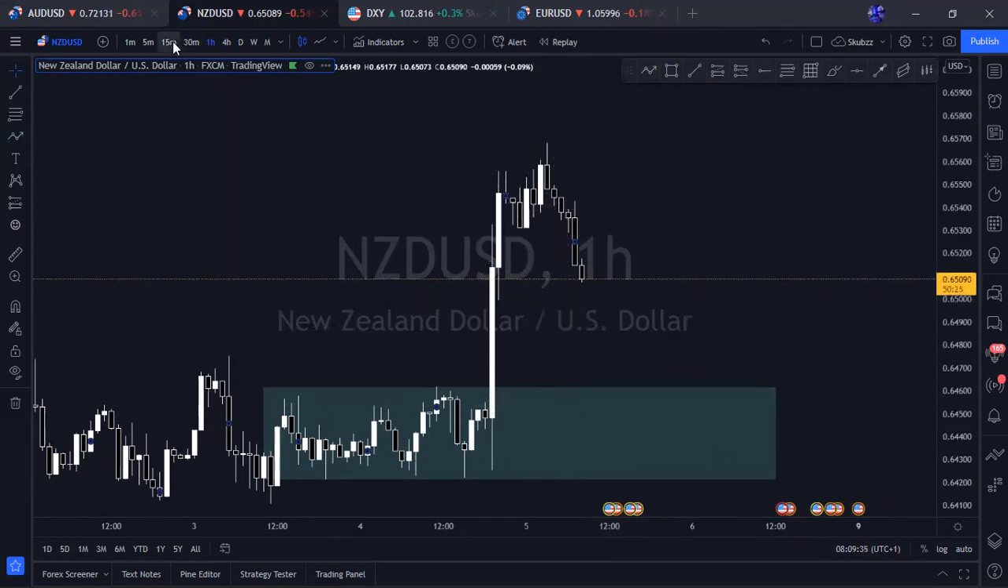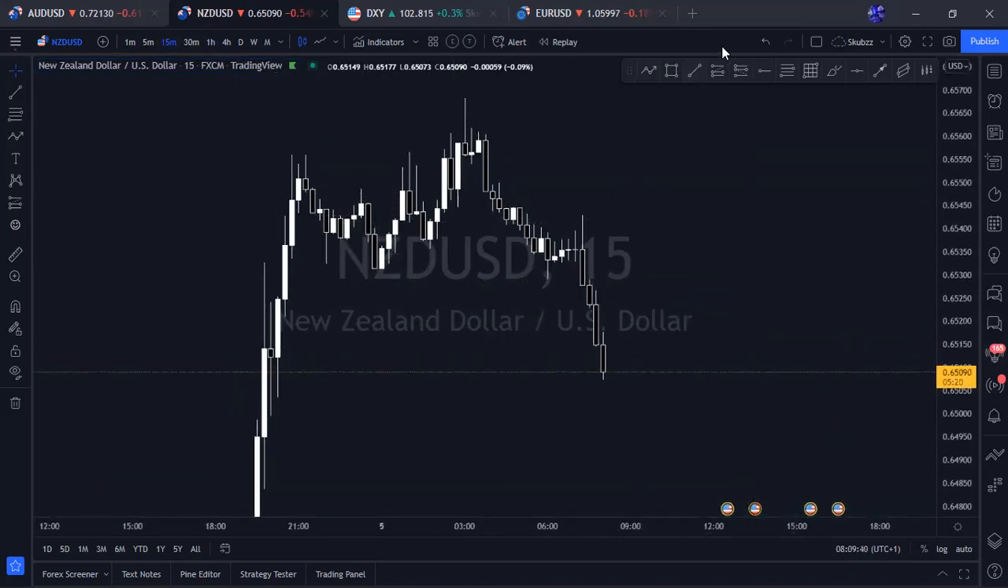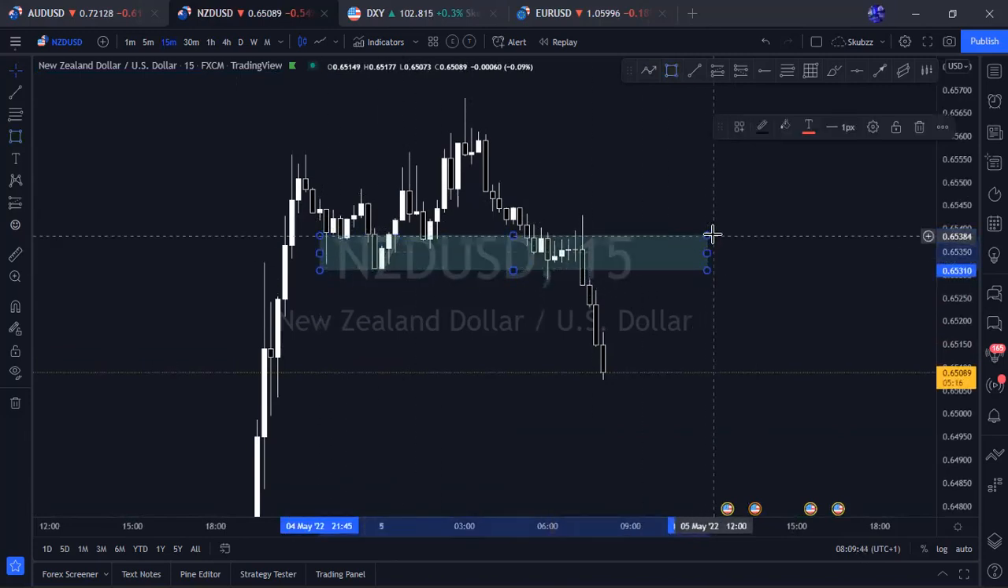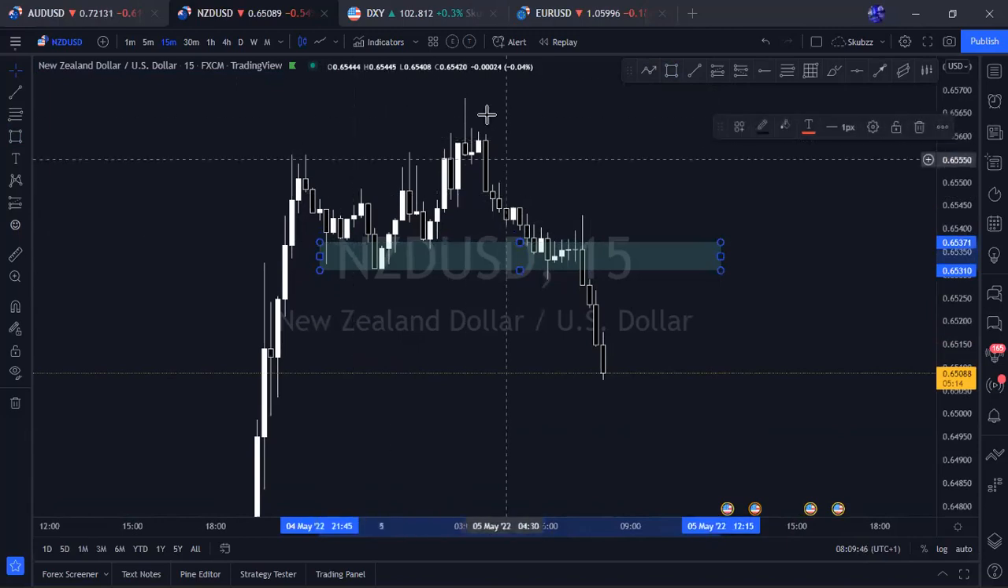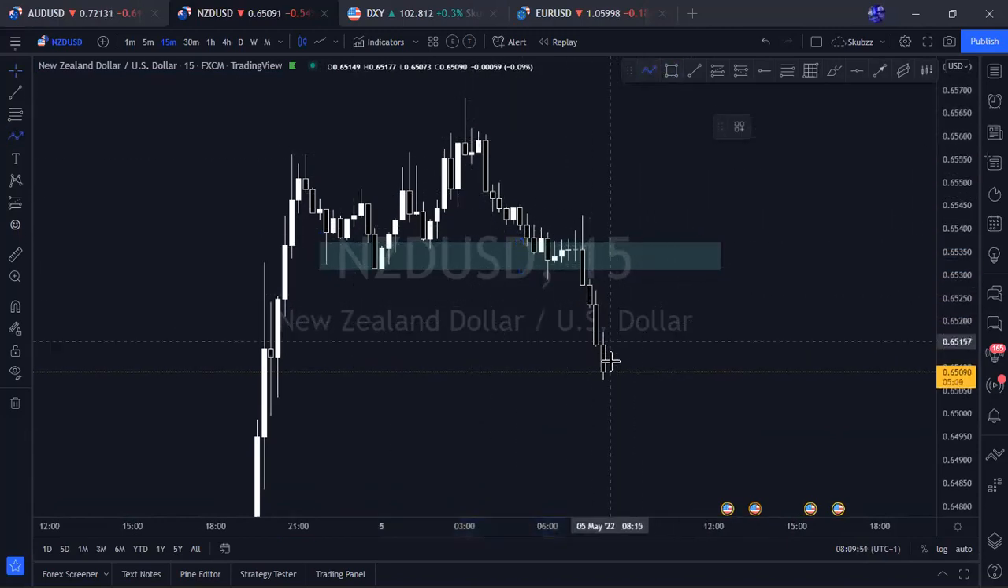Do you understand? But if you look at it on the 15 minutes, if you actually want to catch sells on NZD, we have a break here. What you can watch out for is the retest. It's more like a shift in market structure. We've had our break of structure. Then if you see a retest, you can jump on the sells.